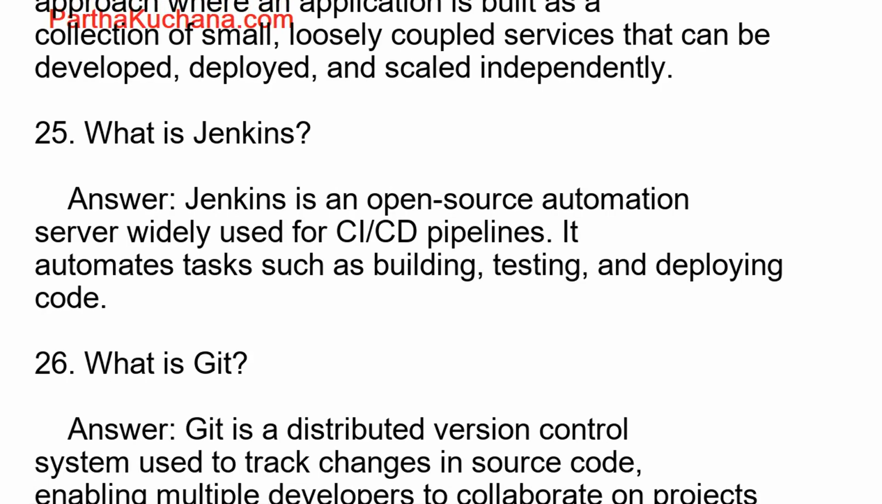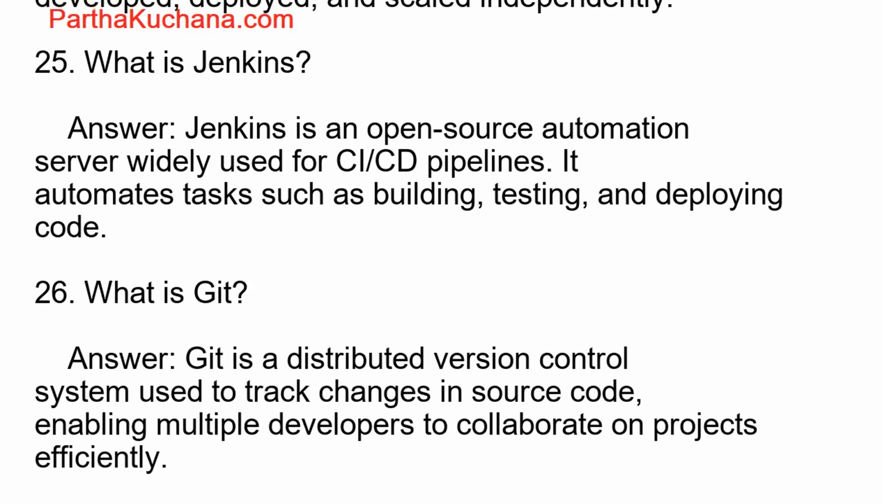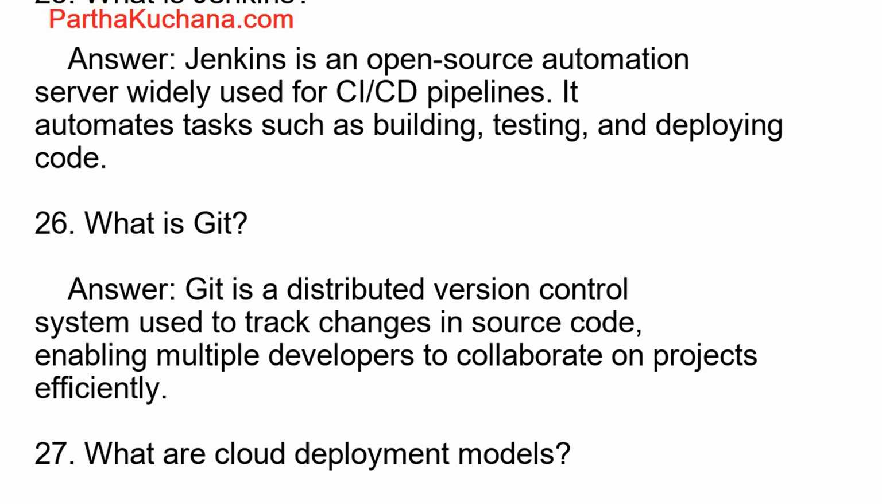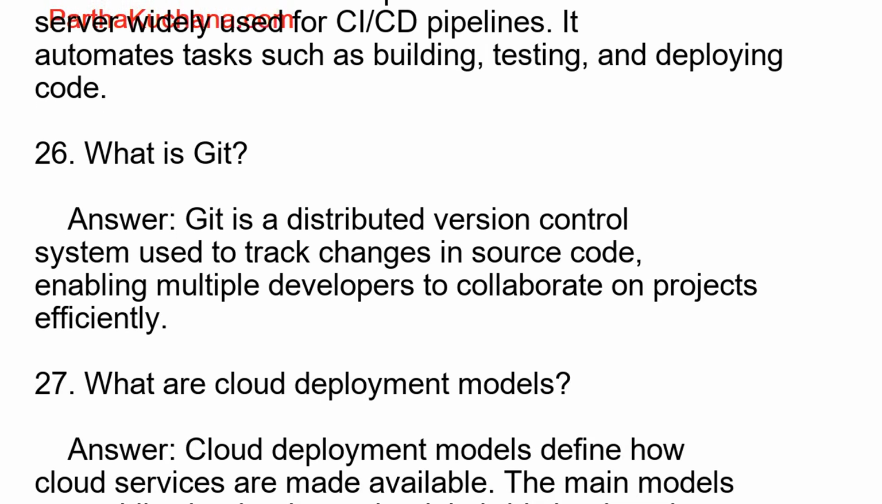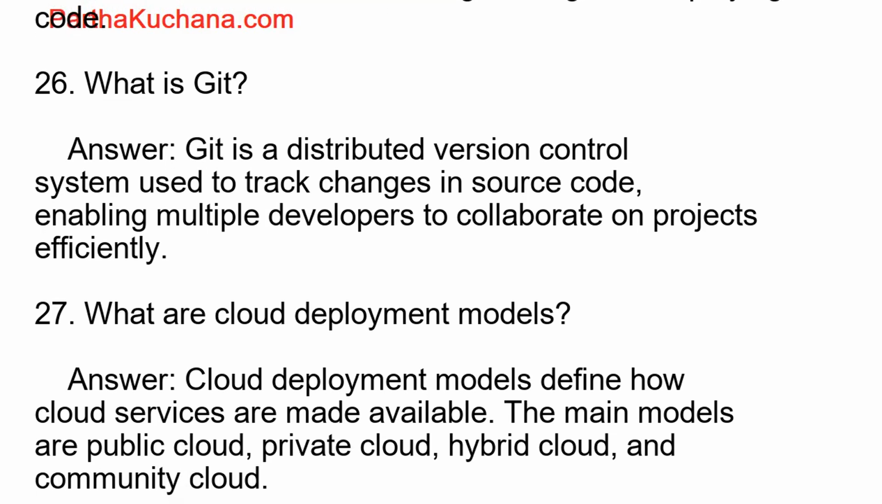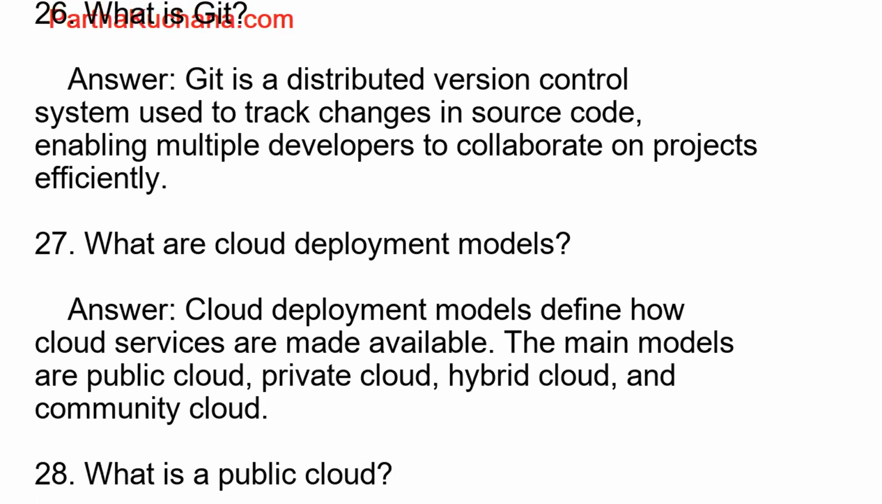Answer. Git is a distributed version control system used to track changes in source code, enabling multiple developers to collaborate on projects efficiently. 27. What are cloud deployment models? Answer. Cloud deployment models define how cloud services are made available. The main models are public cloud, private cloud, hybrid cloud, and community cloud.